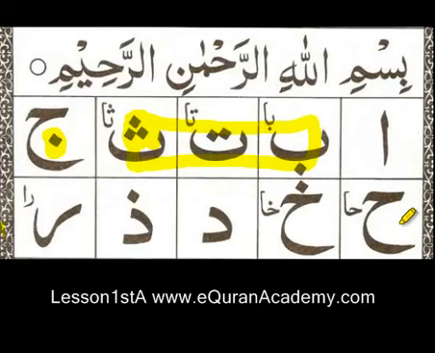This is ha. Ha has clear sound, and origin of ha is middle of throat. Origin mean is source of letter. Ha. This is ha. Origin of ha is upper throat. This letter pronounced from upper throat.